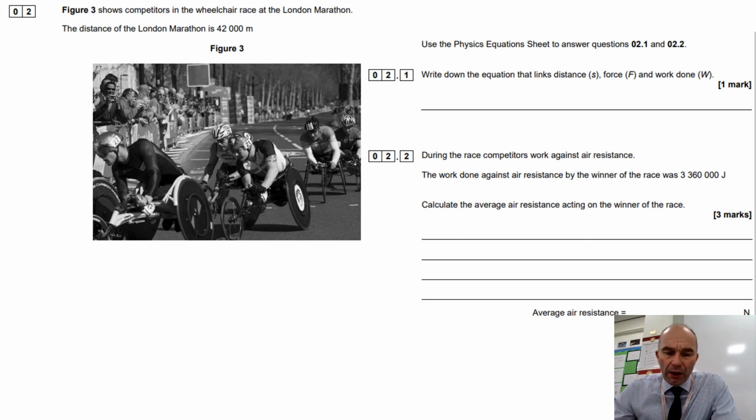Right, the next question is about the wheelchair competitors racing at the London Marathon. Now, for this question, it's telling us that the distance of the London Marathon is 42,000 meters. Now, 2.1, it's again another easy mark. We need to write down the equation that links distance, force, and work done together. You've got the formula sheet.